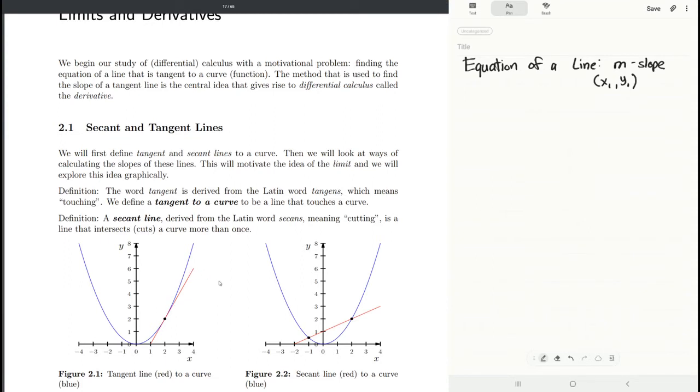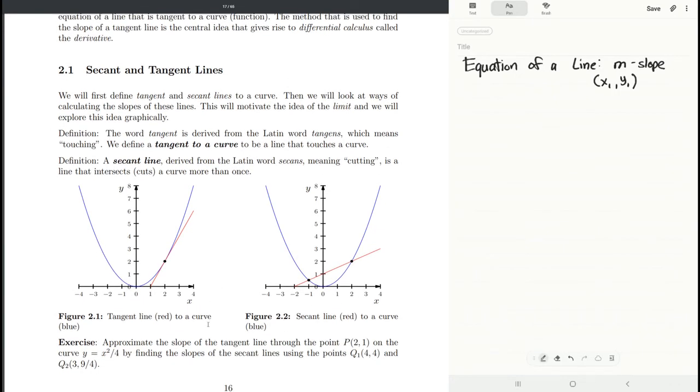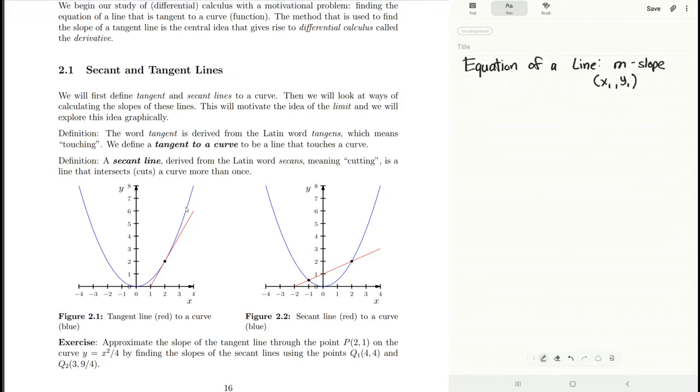Well, what we could do is try to approximate the slope of the tangent line through the point by finding the slopes of the secant lines at other points along the curve. So let's have a look at the exercise here to approximate the slope of this tangent line. So recall that the slope of a line can be obtained by finding the rise over the run, which is the difference between the y coordinates, so y2 minus y1, over the difference in the x coordinates, which is x2 minus x1.